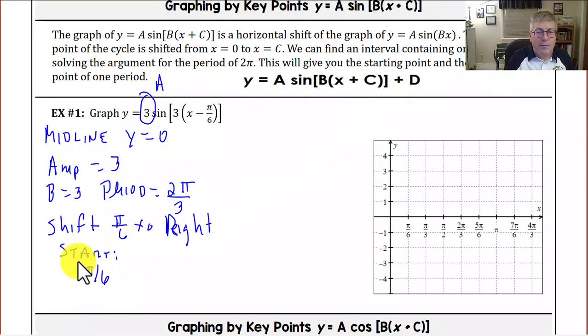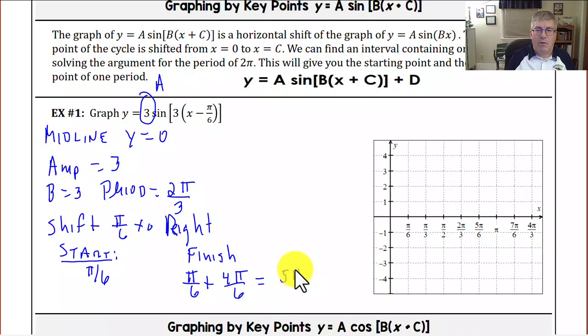And I think this is really important, is knowing where our start line is after our phase shift. And since our period is 2 pi over 3, or 4 pi over 6, our finish line then is going to be pi over 6, our start line, plus our period. And our period here is 4 pi over 6. I just got a common denominator, so it's easier to count. And now we're going to finish at 5 pi over 6. So we're going to graph our entire sine curve between pi over 6 and 5 pi over 6.